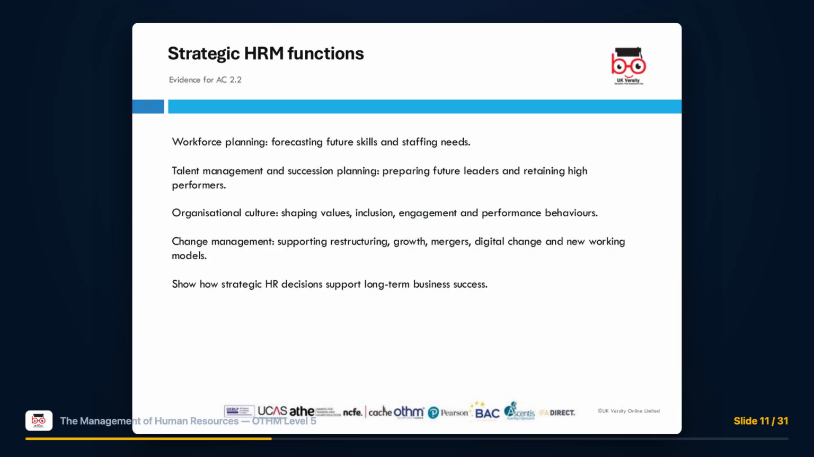For criterion 2.2, describe the strategic HR functions. Workforce planning, forecasting future skills and staffing. Talent management and succession planning, preparing future leaders and retaining high performers. Organisational culture, shaping values, inclusion and engagement. And change management, supporting restructuring, growth, mergers and new working models. Show how these strategic decisions support long-term business success.